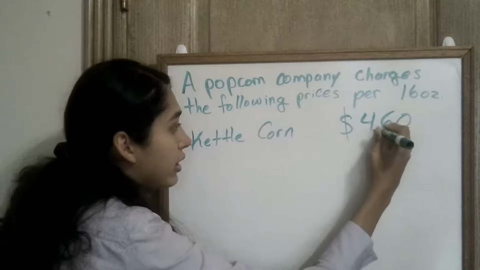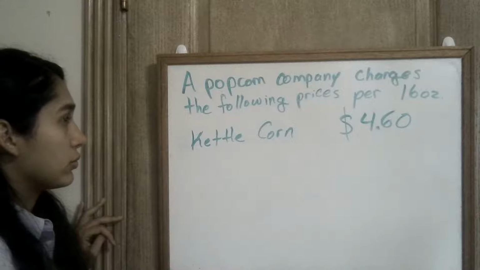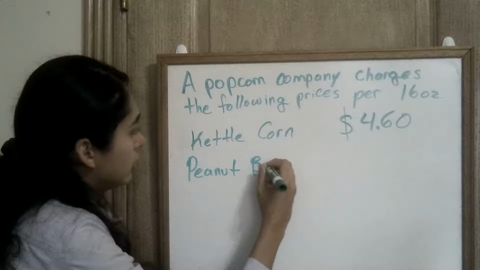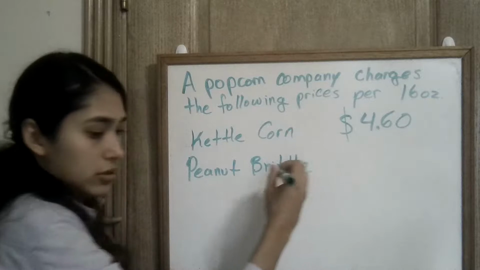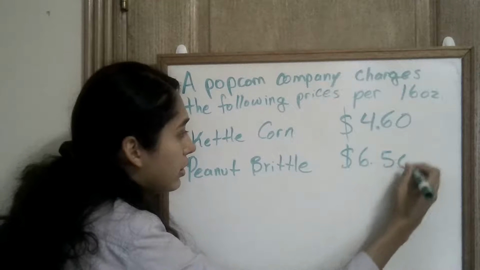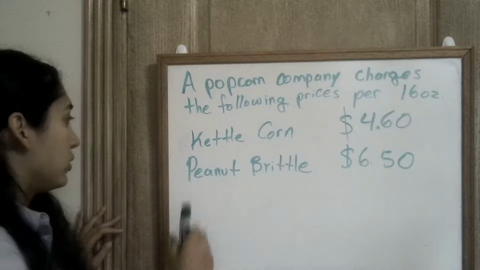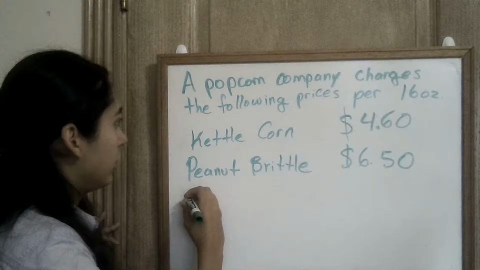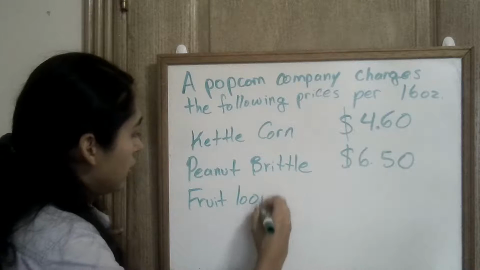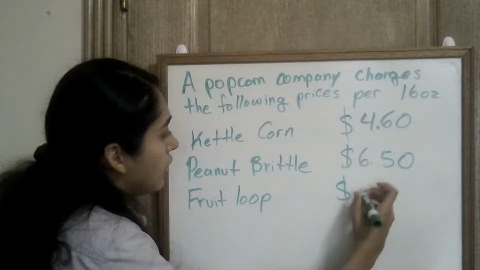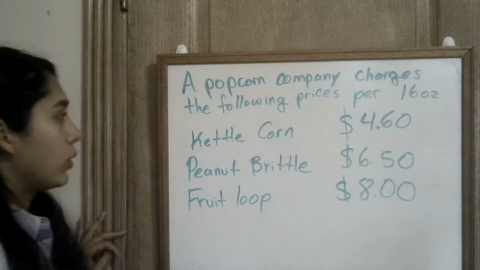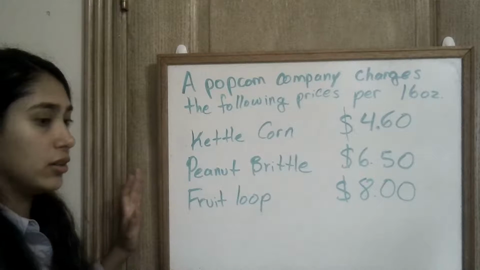$4.60 per baggie. The next one is peanut brittle. We're going to make that one $6.50. And then the next one is going to be a Fruit Loop option. And that one's going to be $8 even. Okay, so this is just the background information for the problem.